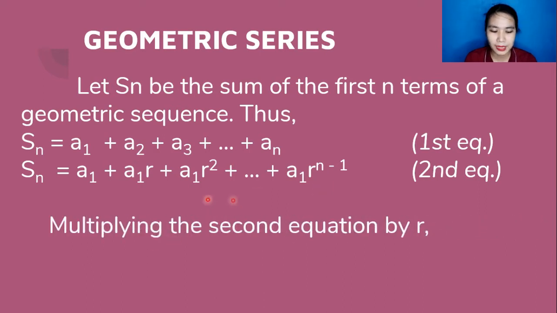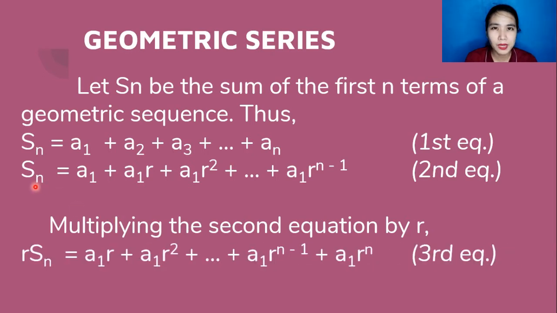Let us multiply the second equation by r. So we have r times S of n equals a sub 1 times r, a sub 1 times r times r is equal to a sub 1 r squared, and the same thing with the others. We have plus so on and so forth plus a sub 1 times r raised to n minus 1 plus a sub 1 times r raised to n. And let us consider this as our third equation.